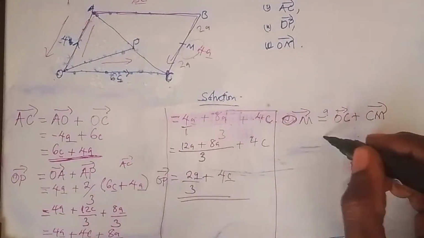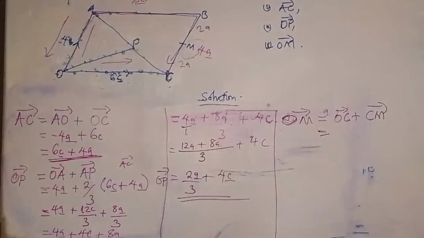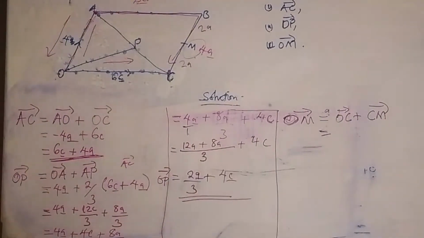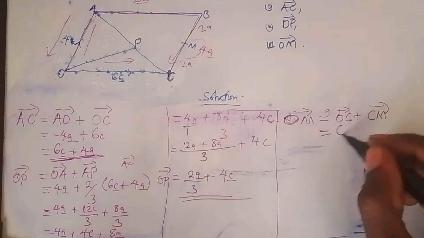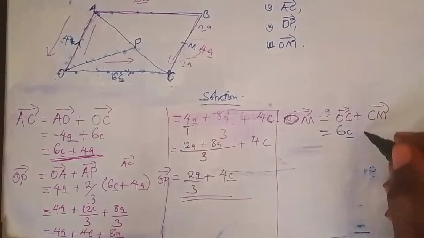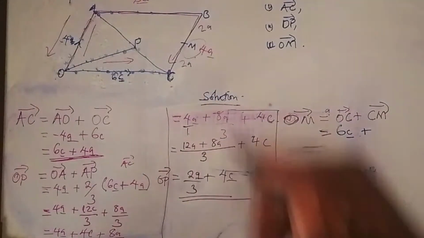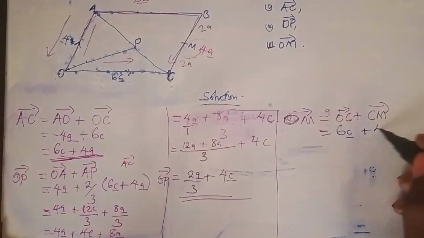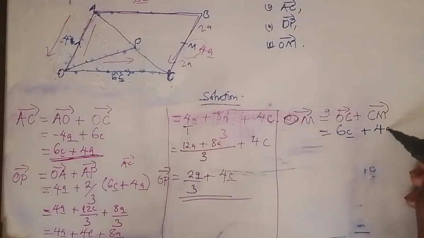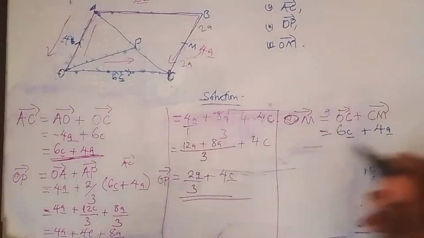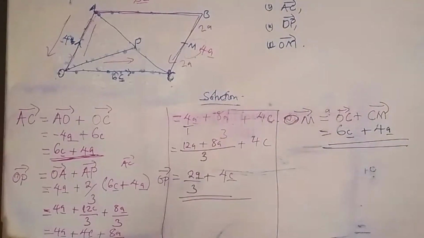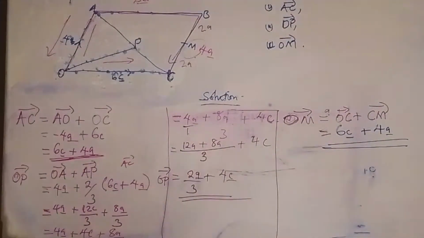Now what are the values? Vector OC is 6C. Then CM, we say that it is half of vector 4A, so here we say 2A. So now this is where you end. There is nothing more you can do. So this is where our vector equation ends.